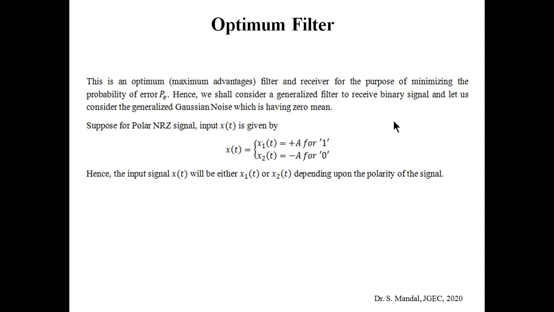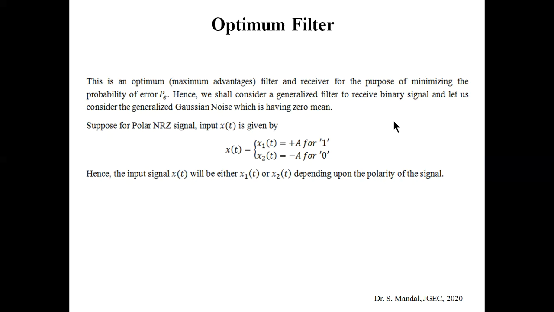Moreover, here we shall consider a generalized filter that is used to receive binary signals, and let us also consider that the noise is Gaussian in nature, that means the mean is 0. Now coming to the mathematical analysis of the optimum filter. Suppose the transmitted signal is a polar energy type of signal.